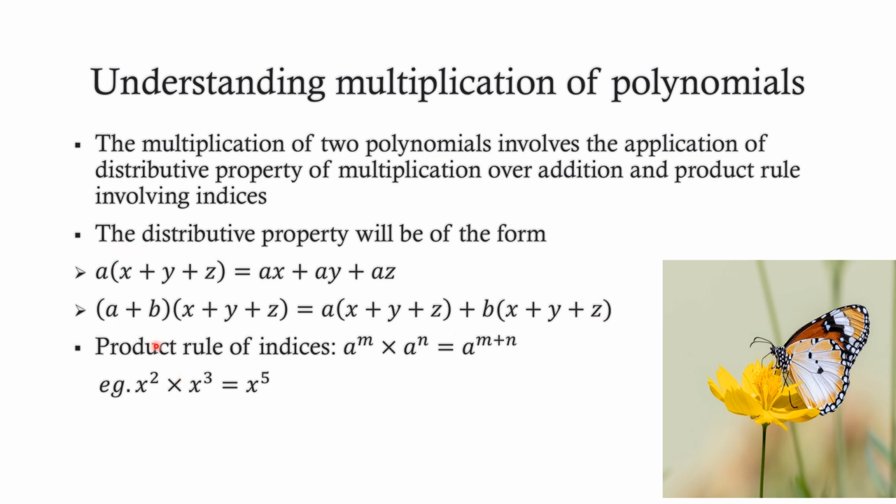After using the distributive property in multiplication of polynomials, the next rule to apply is the product rule of indices, which is a^m times a^n equals a^(m+n). An example here is x^2 times x^3, which ends with x^5. Since the bases are the same in the multiplication, we just add the exponents, so 2 plus 3 gives us 5. These rules and this process are the format we will use when multiplying polynomials.